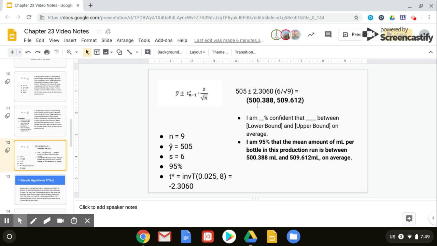We get a range of 500.388 and 509.612. So now we say, I am 95% confident that the mean amount of milliliters per bottle in this production run is between 500.388 milliliters and 509.612 milliliters on average. This right here, I am blank percent confident that blank is between the lower bound and the upper bound that we found up here on average, is the formula that you should use when making your conclusions.